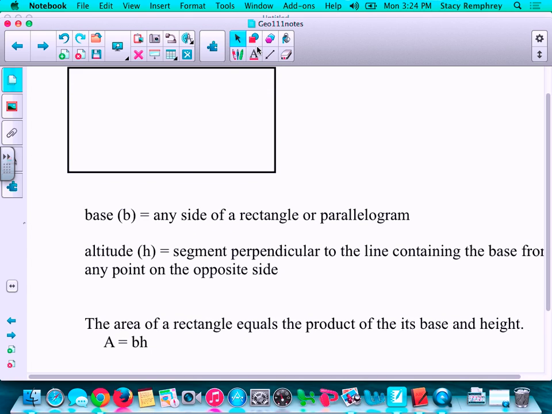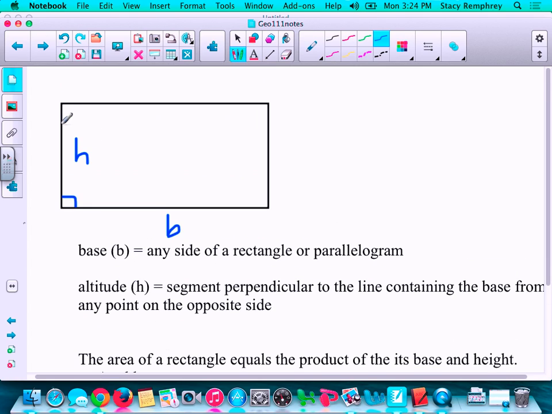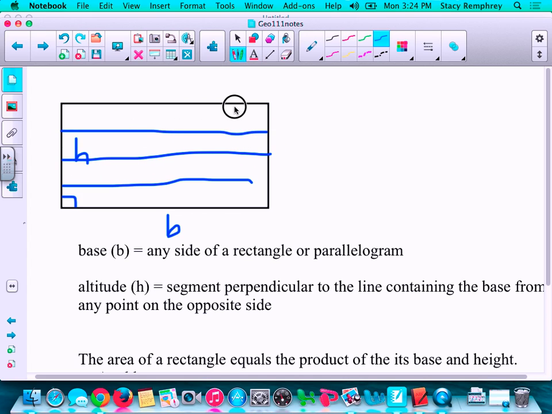The area of a rectangle is the base times the height. And again, the base can be any side, and the height is also the altitude or the perpendicular to the line containing the base. And the area of a rectangle equals the product of its base and height. Basically, it's measuring how many different squares, 1 inch by 1 inch or 1 centimeter by 1 centimeter squares, can fit into the particular rectangle.